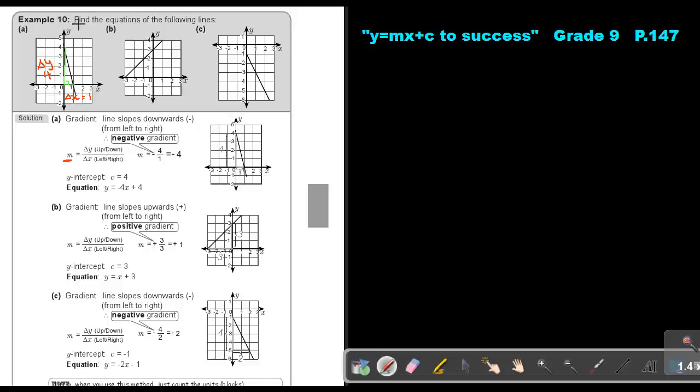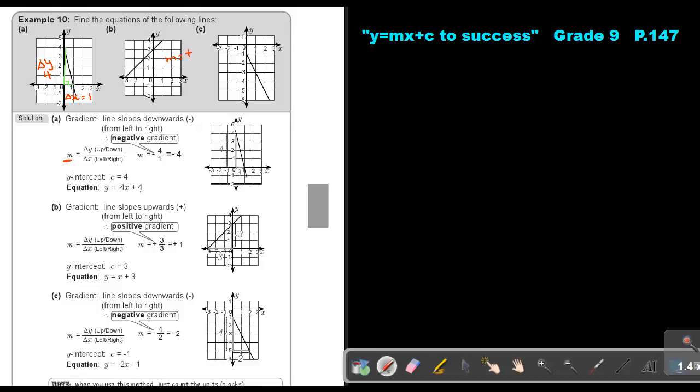And then the y-intercept, it's cutting the y-axis where? At 4. So there is the y. So the equation will be y equals negative 4x plus 4. There's the negative 4, and there's the positive 4. If I look at this one, I can already see that the gradient will be positive, because the line is going up from left to right.